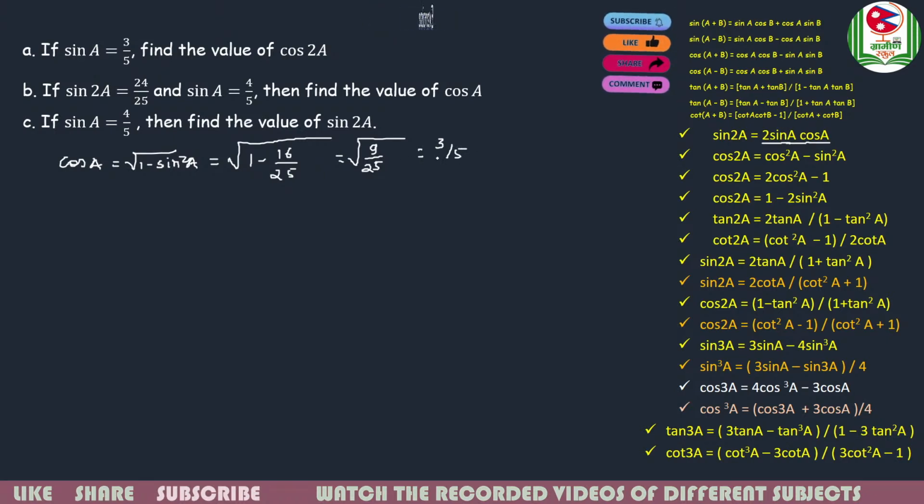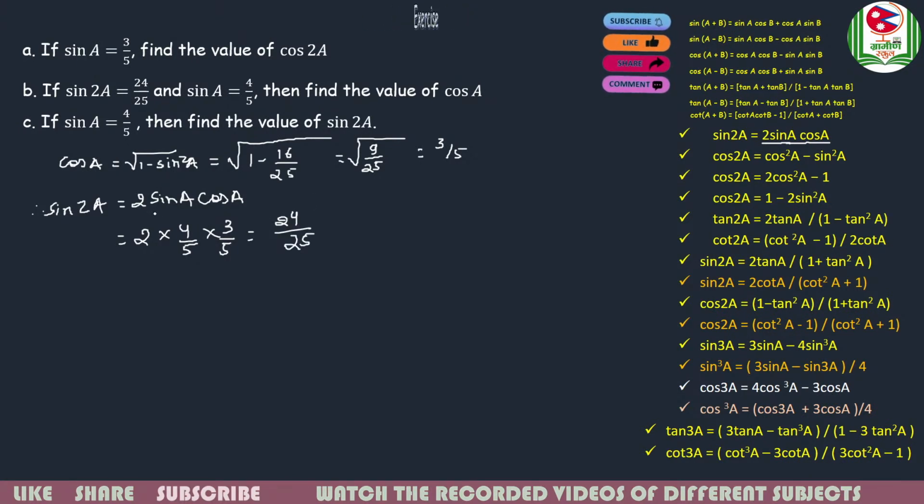So here cos A equals 3 by 5, and sin A is given, that is 4 by 5. So we can easily find out the value of sin 2A. Therefore sin 2A equals 2 sin A into cos A. That equals 2 into sin A, which is 4 by 5, into cos A, that is 3 by 5. And the result is 24 by 25.